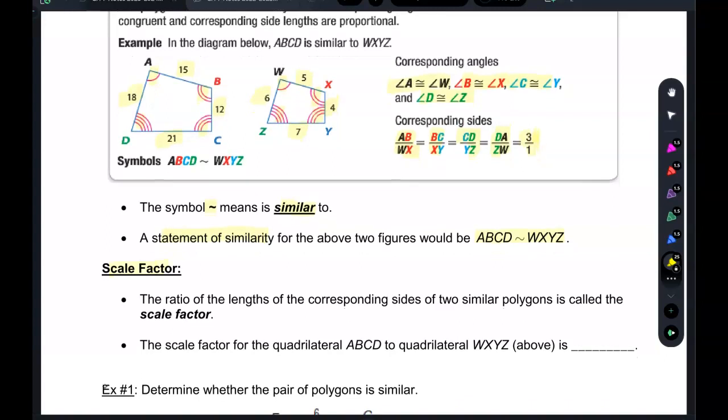Scale factor. So the ratio of the lengths of corresponding sides is called the scale factor. So what would the scale factor be from the quadrilateral ABCD to WXYZ above? That would be a ratio of 3 to 1. You can write it as a fraction or with the colon, it doesn't matter, but you do need to have the 1, okay? Scale factor is a ratio, so you need to have 2 numbers. You can't just write 3.